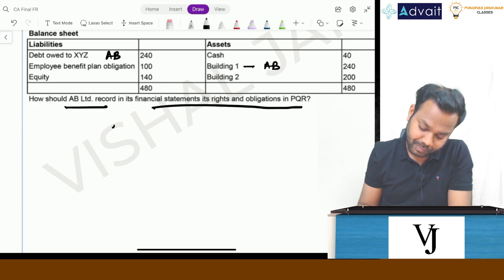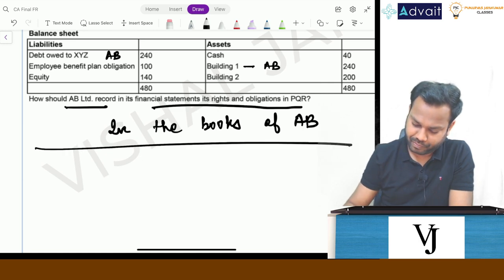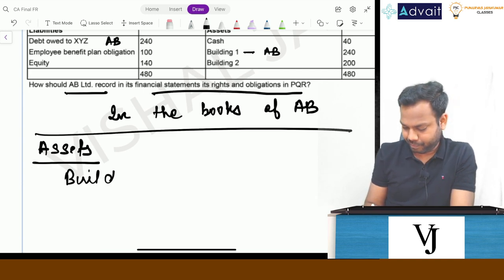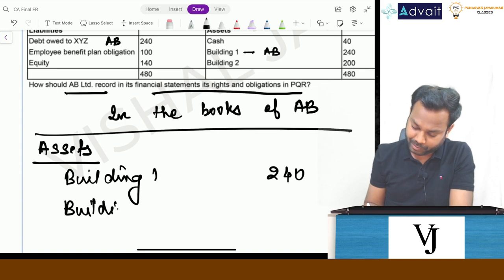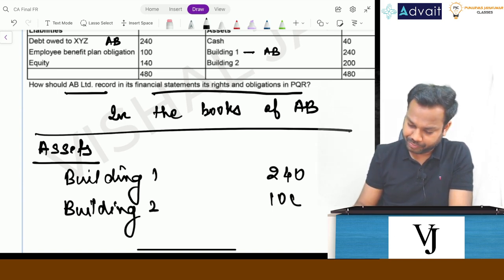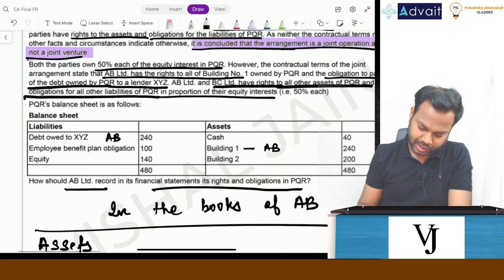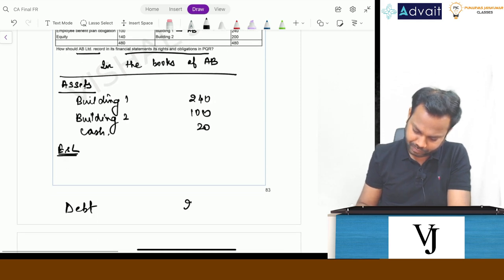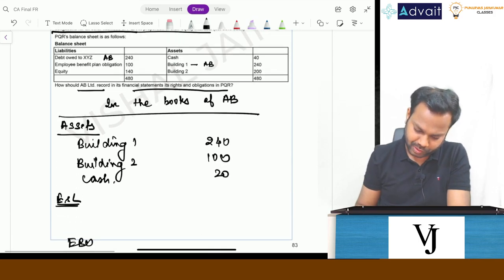So let's prepare the books of AB. First it will record assets. Assets: building number 1 is fully owned by AB, so I will write 240. Building number 2 is a 50% share, so I will write 100. Cash 50%, I will write 20. Then comes equity and liabilities. The debt is fully owned by AB, so debt is 240. For the employee benefit obligation, nothing is mentioned, so I will write 50% of it, which is 50.